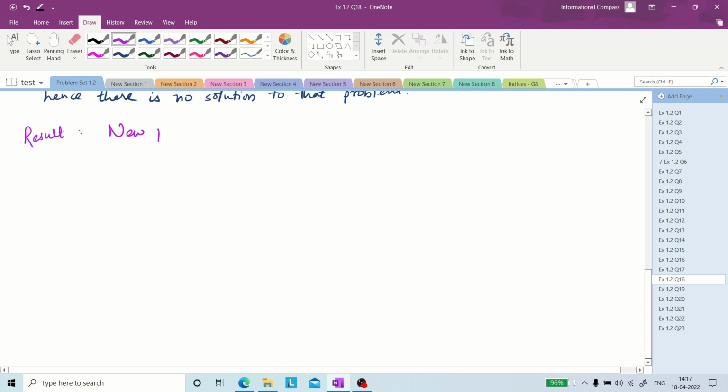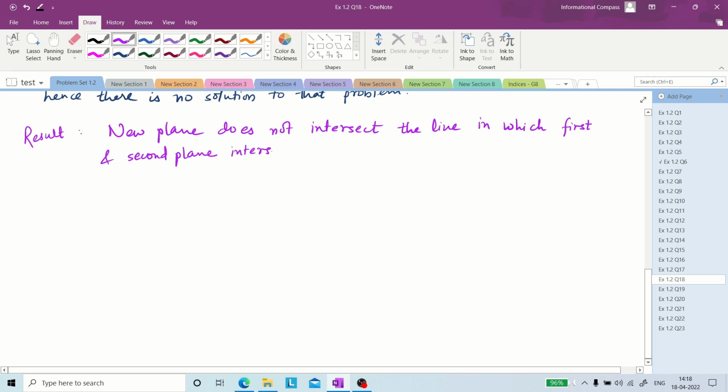That new plane does not intersect the line in which first and second plane intersect.